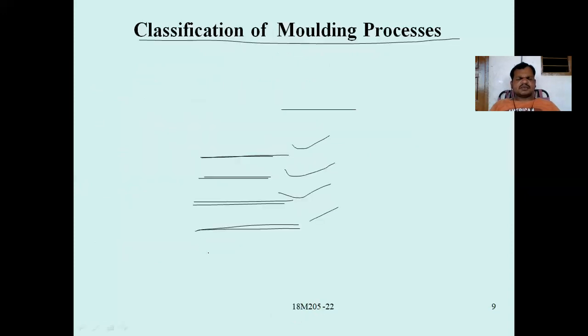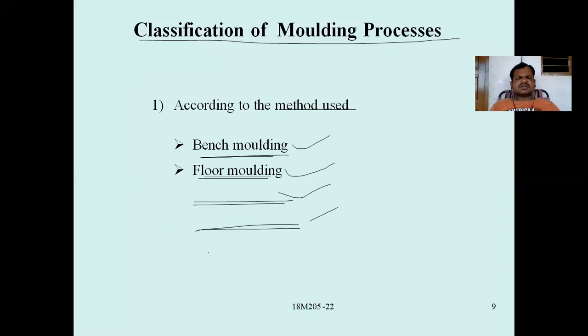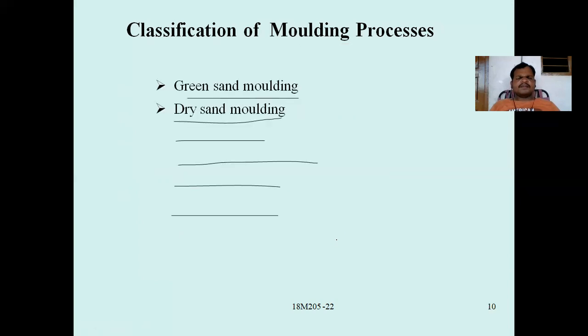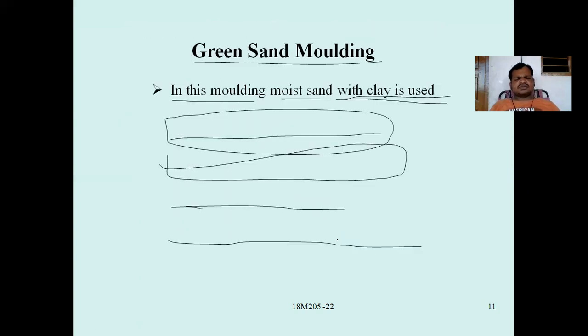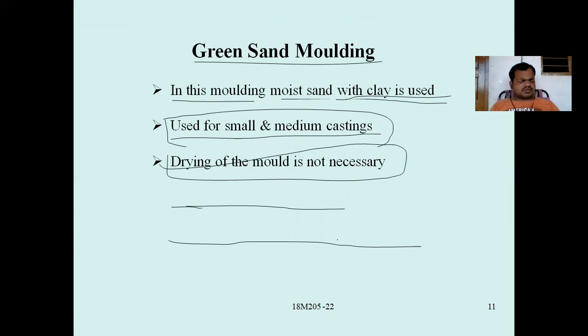When the molten metal cools down, the mold is broken and the casting is separated. Coming to the classification of molding processes, according to the method used: bench molding, floor molding, pit molding, machine molding. According to the material: green sand molding, dry sand molding, loam molding, cement bonded molding, ceramic molding, shell molding. Coming to green sand molding.